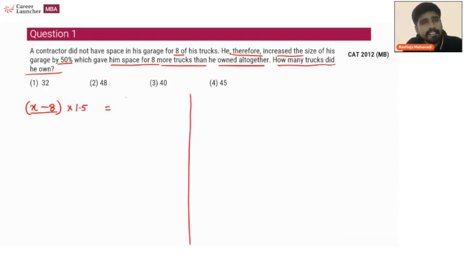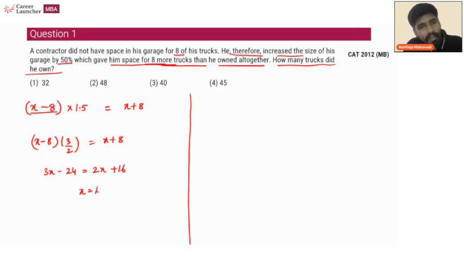Now how many trucks is he able to park? He has space for 8 more trucks, so it should be equal to x plus 8. Now this 1.5, I don't like decimals in general, so I will convert it into a fraction. So I'll write it as (x minus 8) into 3 by 2 is equal to x plus 8. So you have 3x minus 24 is equal to 2x plus 16, which will give you x is equal to 40. So the number of trucks that were initially there in the garage must be 40.